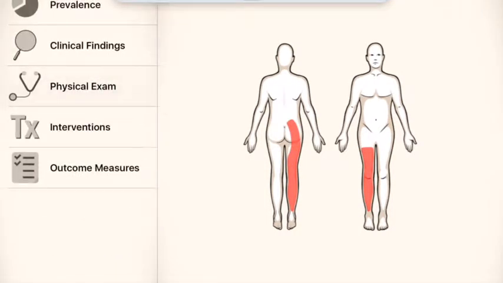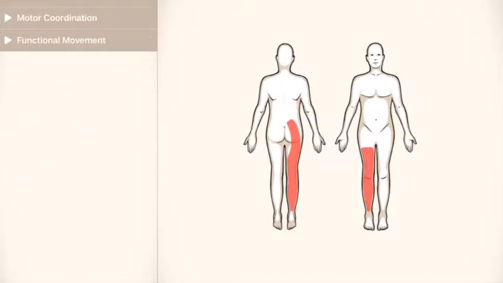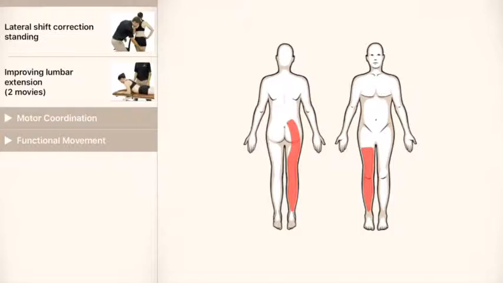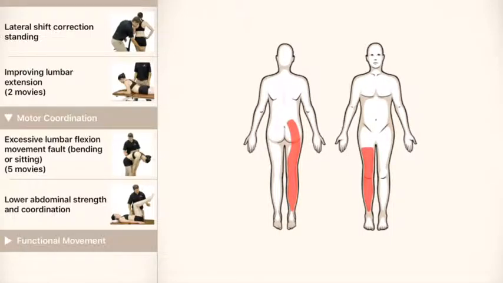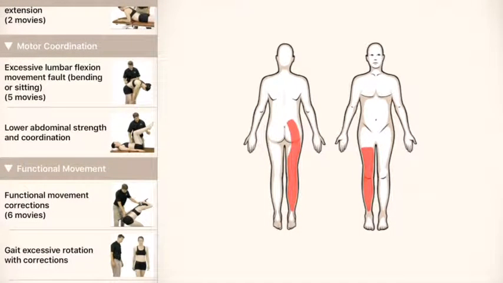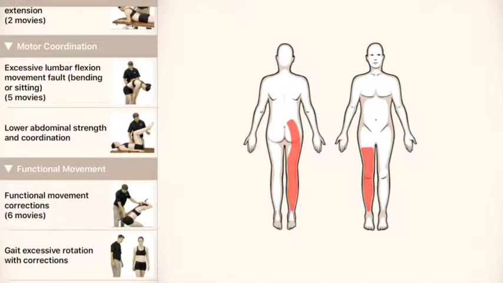Okay, so in the interventions here, what you're going to see is ideally manual therapy that helps to continue to centralize the problem, right? Lateral shift correction, improving lumbar extension, and we're going to train them to not excessively flex at the lumbar spine. In functional movement, we're going to teach her to not excessively rotate during gait, right? We talked about rotation being a problem, as well as teaching them how to keep the spine in neutral during function, right? So these are all your functional movement corrections.